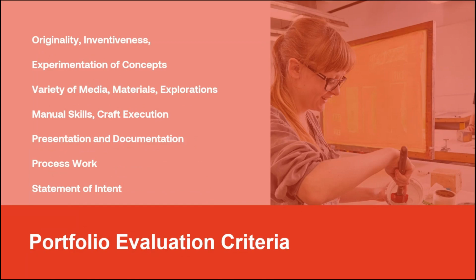Experimentation of concepts. As I mentioned earlier, we're looking for ideas, things that are interesting to you. What makes you angry? What gives you hope? What are the things you're passionate about? It could be anything from ideas of immigration to body identity to global warming or the proliferation of plastics in the ocean. So we're looking for strong critical thought within your portfolio.